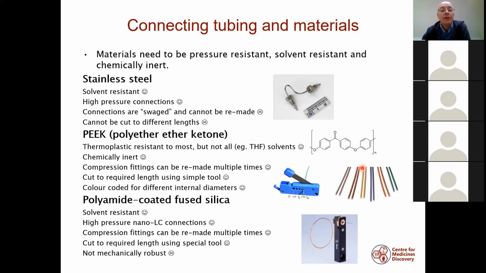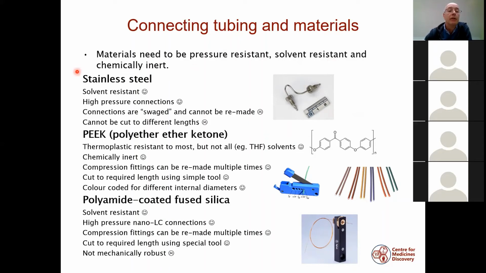So your HPLC column is connected to the pump and to your UV detector or your mass spec detector by connecting tubing. And there are various materials you can use. They all need to be pressure resistant, they all need to be solvent resistant, and obviously chemically inert.